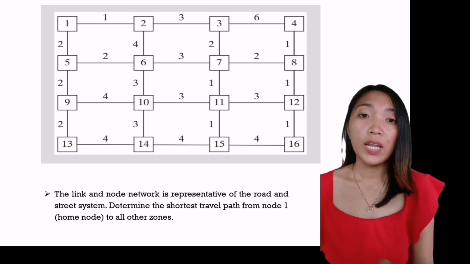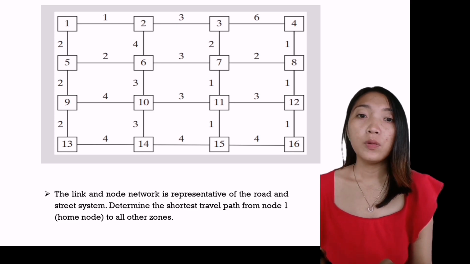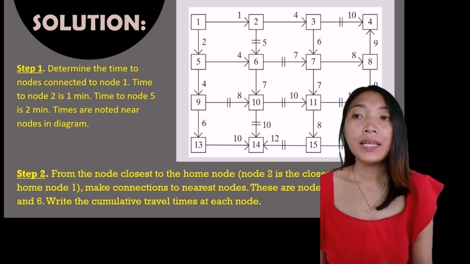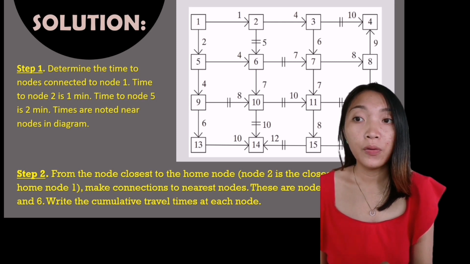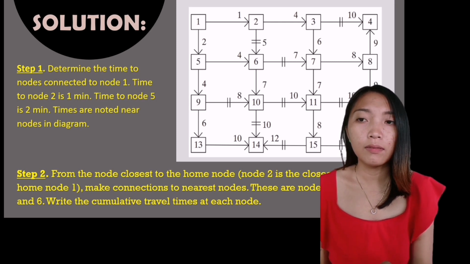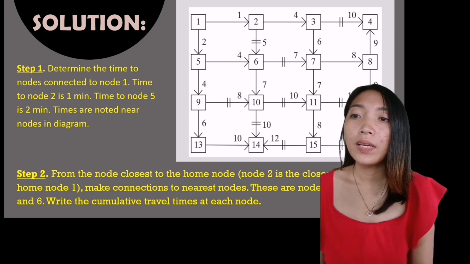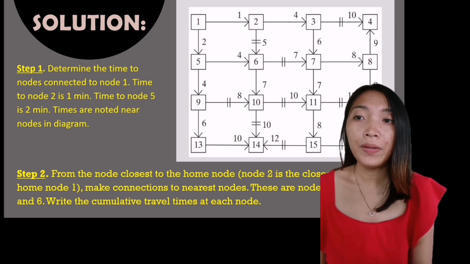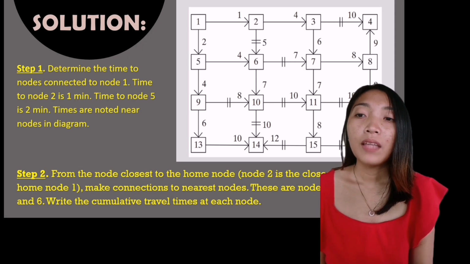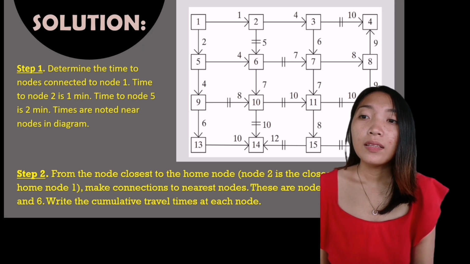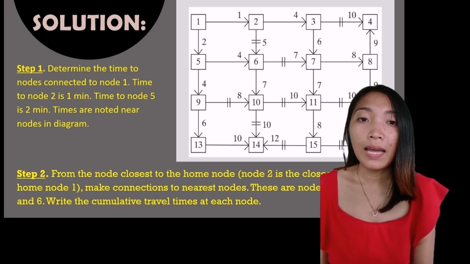Now, how do we solve this? So, let's go to the solution. Step 1, we need to determine the time of the nodes connected to node 1. So, we look at how much time it takes. Time to node 2 is 1 minute. Time to node 5 is 2 minutes. Times are noted near nodes in the diagram.